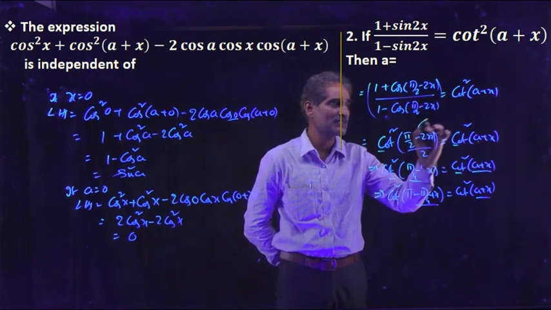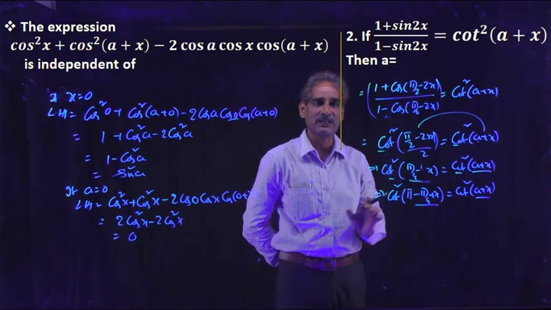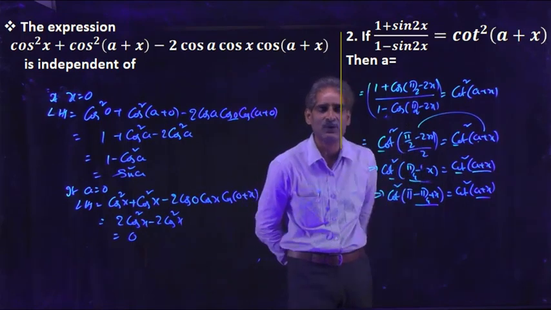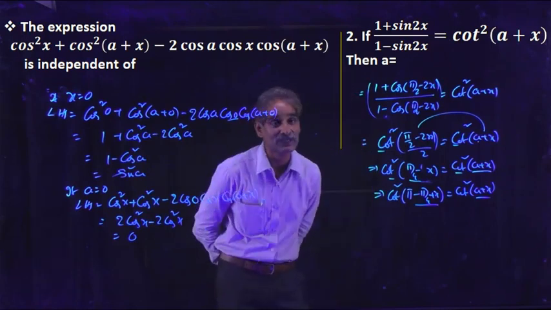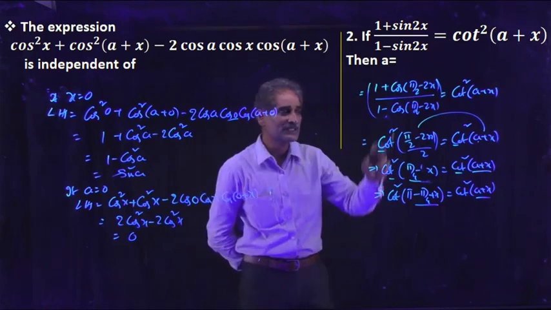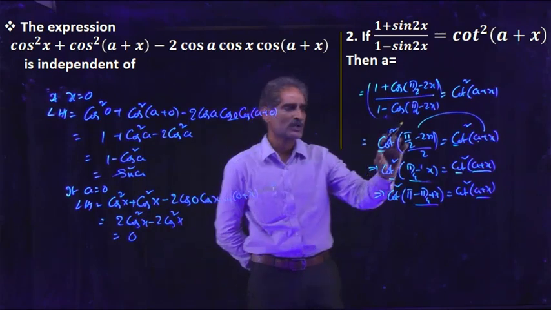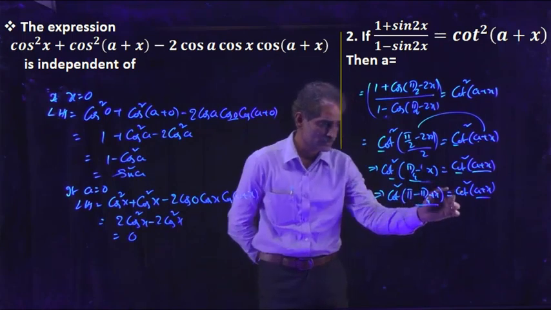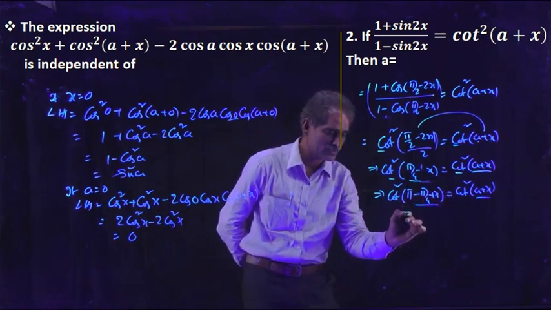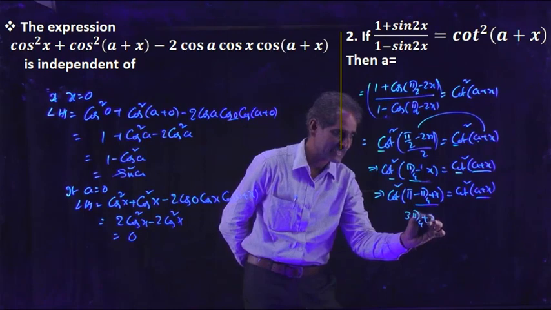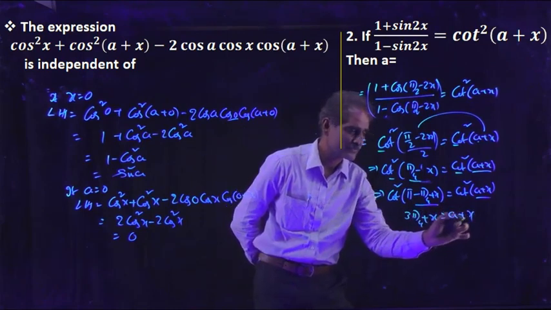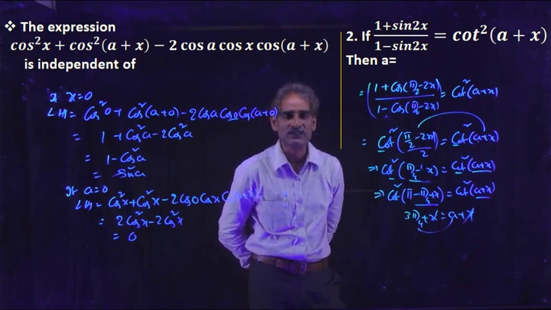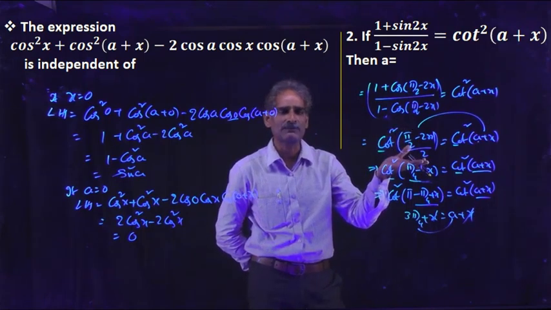So we have to compare this angle with this. Here a plus x is there, so we have to write the plus x value. So here we can write cot square theta equal to cot square (pi minus theta). Actually cot (pi minus theta) is minus cot theta, but here square is there, no problem with the minus. So now equate these two angles. Pi minus pi by 4, that is 3 pi by 4, plus x is equal to a plus x. So a is equal to 3 pi by 4. Okay, understand? This is a very easy problem.